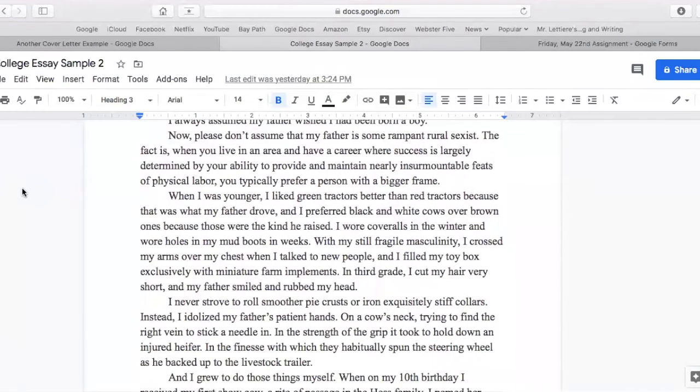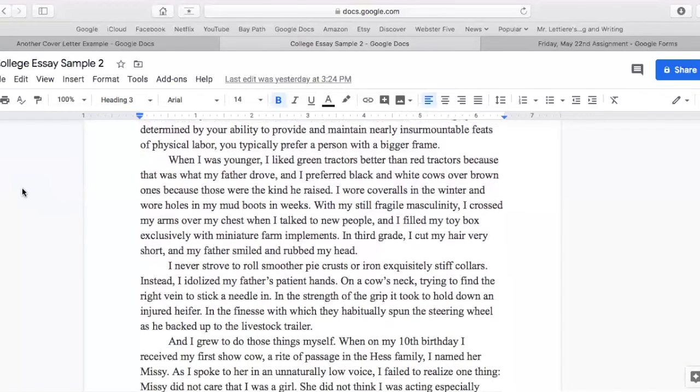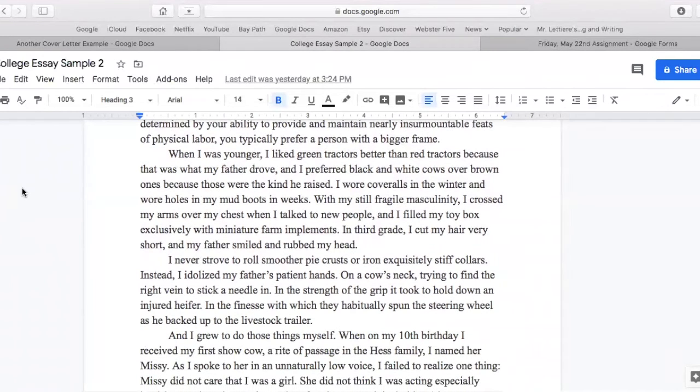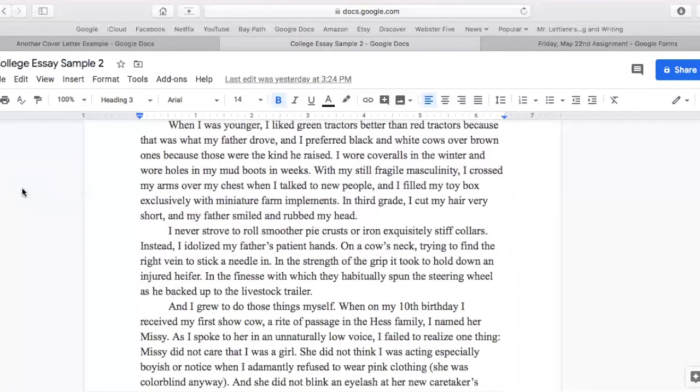When I was younger, I liked green tractors better than red tractors because that was what my father drove, and I preferred black and white cows over brown ones because those were the kind he raised. I wore coveralls in the winter and wore holes in my mud boots in weeks. With my still fragile masculinity, I crossed my arms over my chest when I talked to new people, and I filled my toy box exclusively with miniature farm implements.